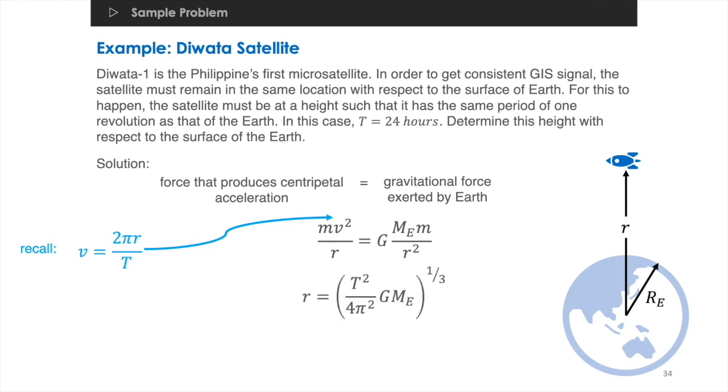Our next goal is to subtract the radius of the Earth from this r to get the distance from the surface of the Earth. Plugging in the values in SI units, the height from the surface of the Earth is 3.59 times 10 raised to 7 meters.